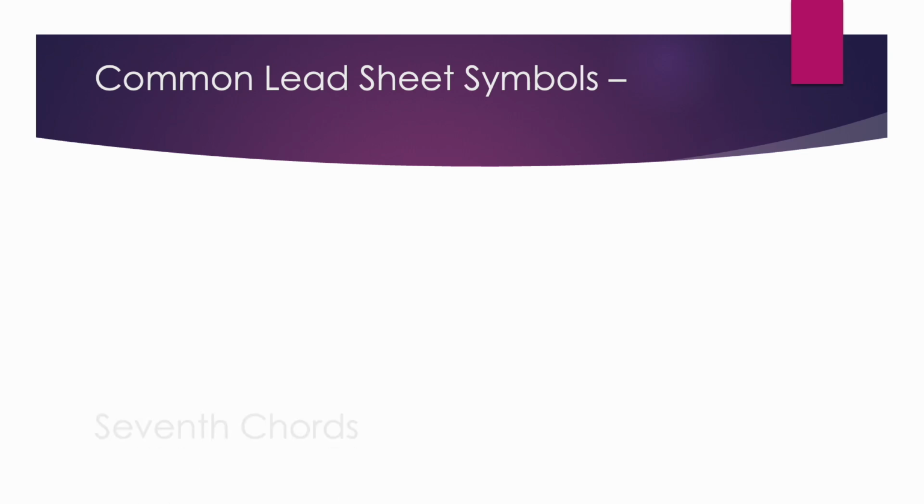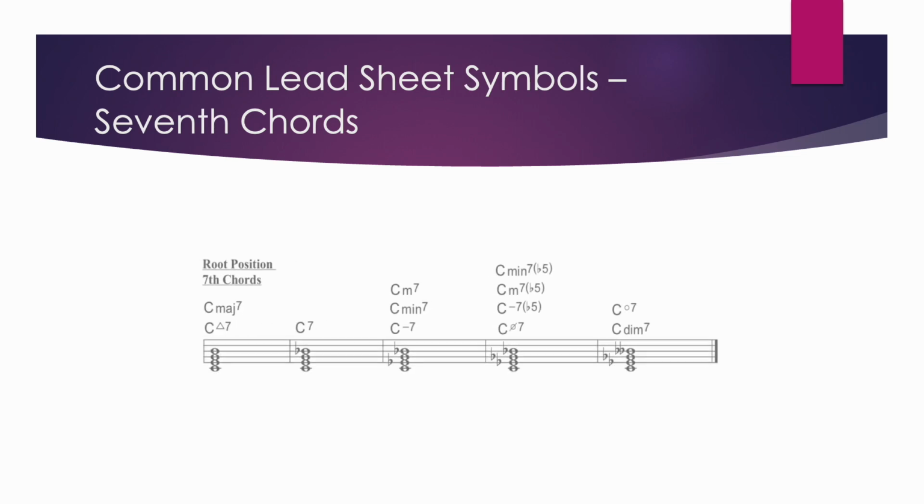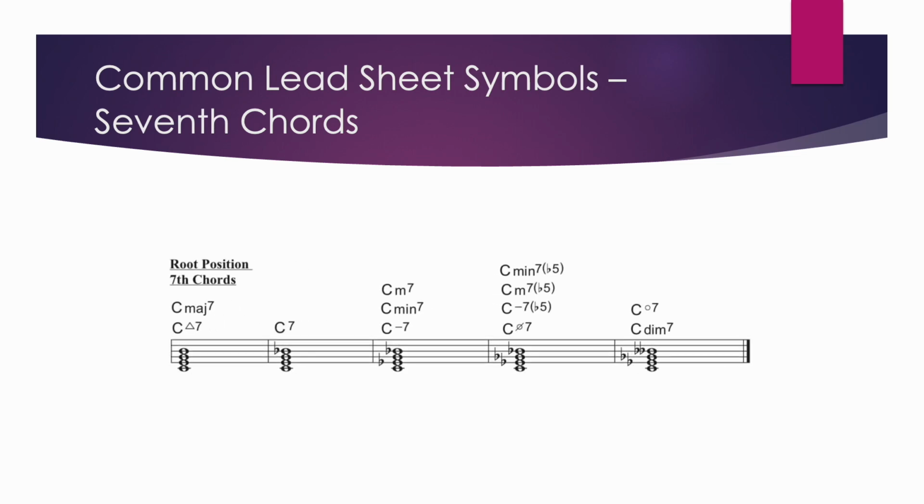So now let's look at seventh chords. The symbols used for seventh chords in lead sheet notation are a bit more complex than the triads. We're only going to look at root position chords today in this lesson. I've included the five varieties of seventh chords that will be encountered, and the one that bears mentioning the most is the C half diminished seventh. In most jazz charts, you're going to find that one notated as a C minor 7 flat 5.